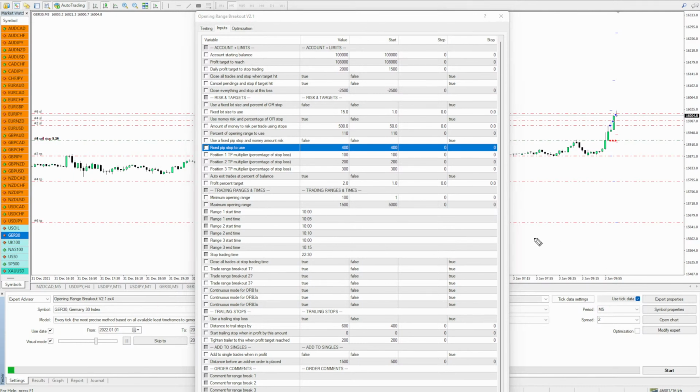So if I get it to take a trade for me and I don't use any of these settings up here, it will just trade away. And as soon as it gets to 2% gain on my account, again, very handy for prop firms, it will just shut the positions out.